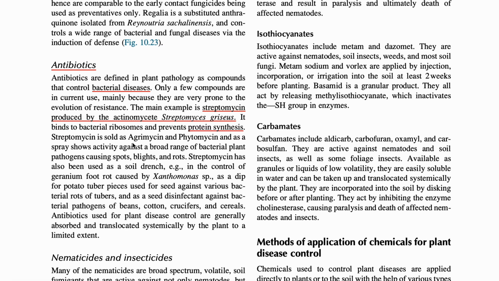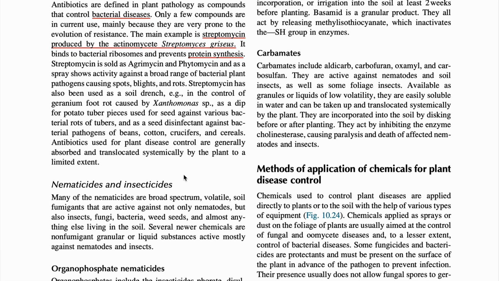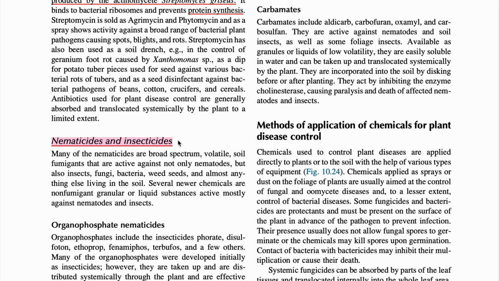Now, streptomycin is sold as Agrimycin and Phytomycin, and as a spray shows activity against a broad range of bacterial plant pathogens causing spots, blights and rots. Streptomycin has also been used as a soil drench, for example in the control of geranium foot rot caused by Xanthomonas species, as a dip for potato tuber seed pieces used against various bacterial rots of tubers, and as a seed disinfectant against bacterial pathogens of beans, cotton and so on and so forth.